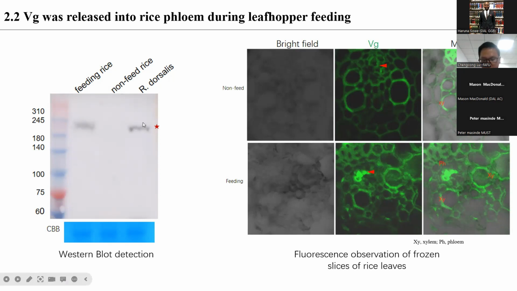In order to intuitively observe the leafhopper salivary VG release, we used fluorescent labeling and immunofluorescence labeling of rice leaf after feeding. Confocal microscope observed the specific fluorescence signal in rice fed by leafhopper, but not in unfed rice.